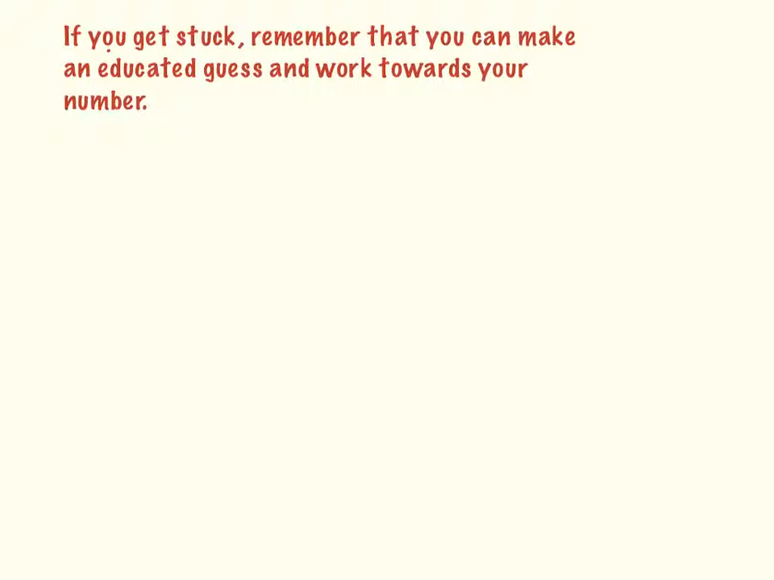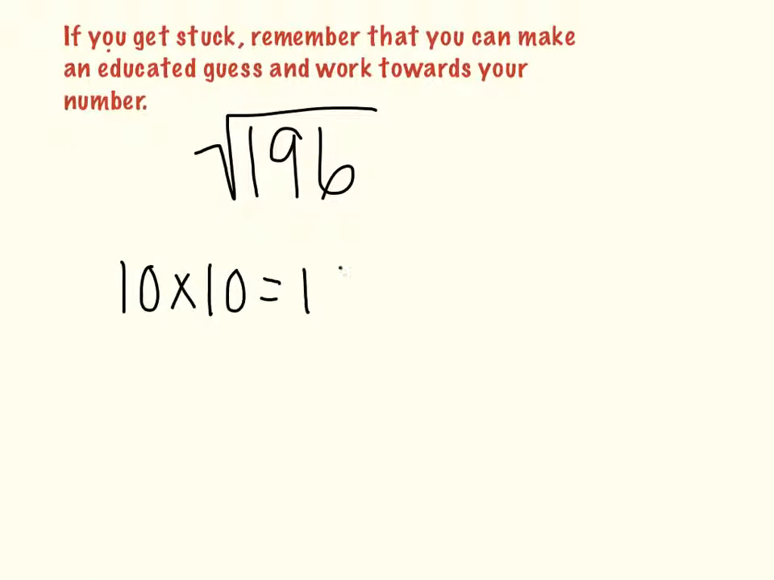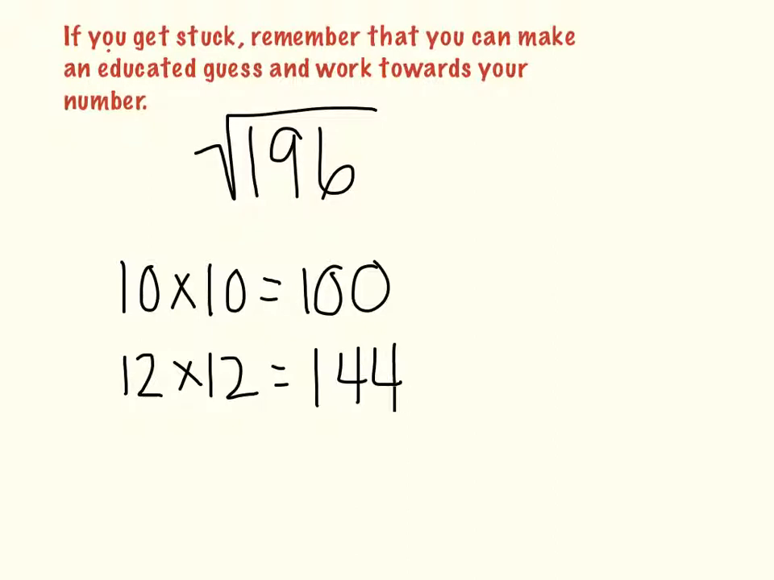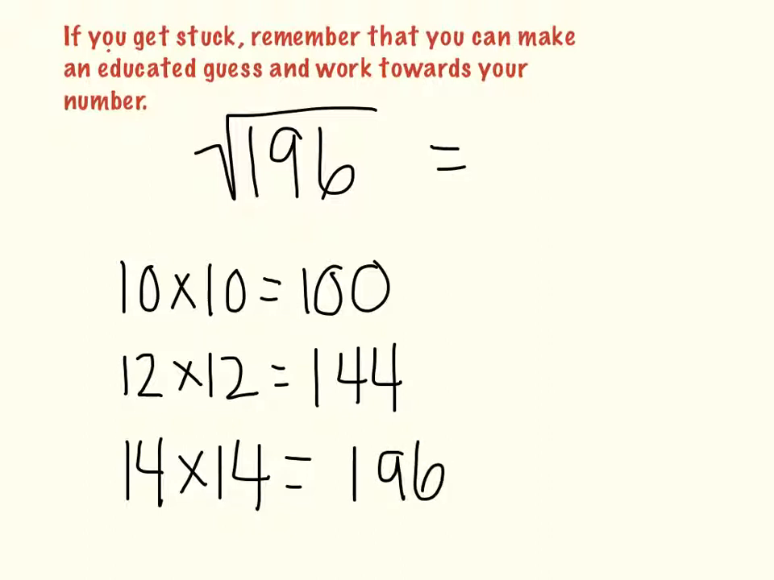And if I get stuck, I can always remember that I can make an educated guess. So if I need to find the square root of 196, I can remember that 10 times 10 is 100. And this is obviously bigger than that. I know it's even, so I know my square root has to be even. So I can try 12 times 12, and that's 144, getting closer. And then I would try 14 times 14 on the calculator, and that would be 196. So I know that the answer to my problem is 14.